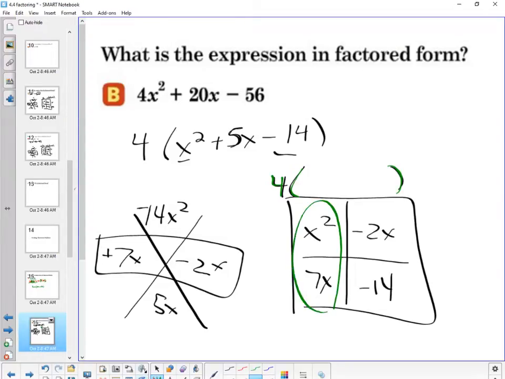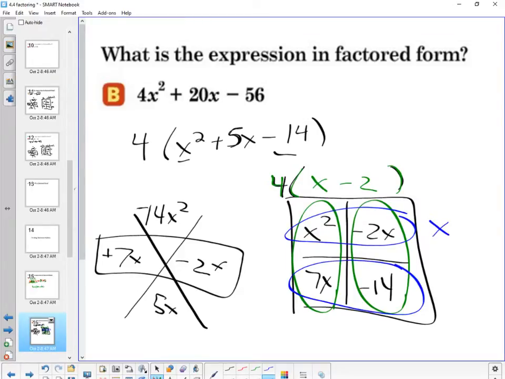Looking here, what do they have in common? An X. Over here, negative 2. Now going this way, looks like they got X, and going this way, a 7. So we'll try that for now, and then we'll see if it works. X times X is X squared. That's going to give you negative 14. 7 minus 2 is 5, and we're good to go. So here is the whole thing right there.